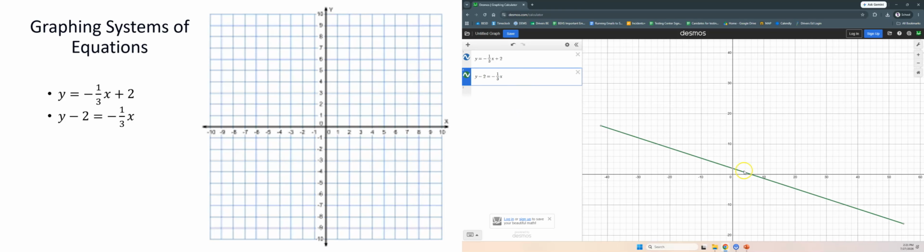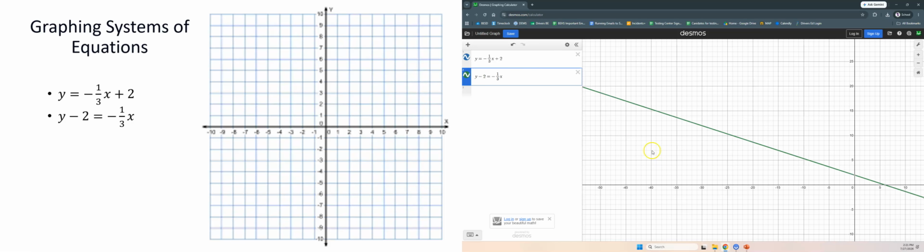Now notice on this one, it looks like there's only one line. Well, if I click this color right here to hide the line, it'll show me my other line, which is blue. And look, it's the exact same line. So in this case, I would type infinite solutions or IS into my answer box.